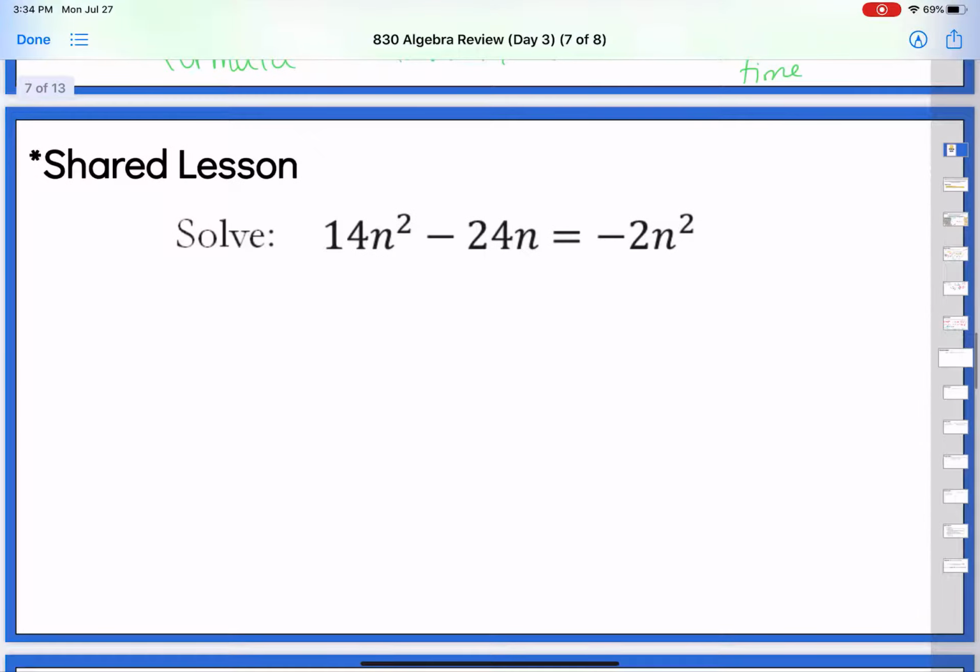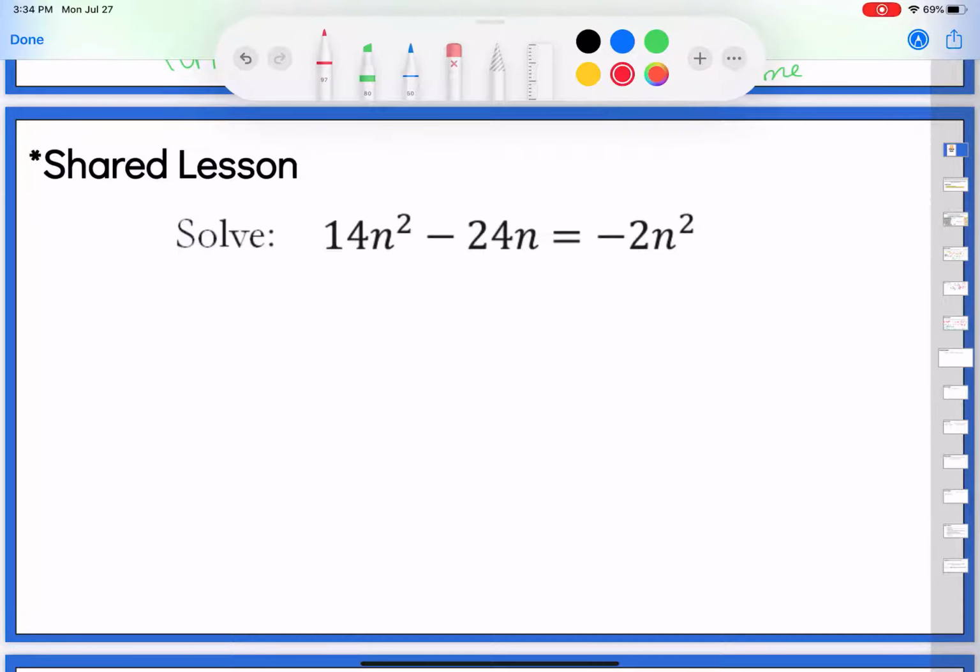All right, so here's our first one. Now that we remembered our different ways to solve, maybe you guys can take a shot at how you would solve this one. 14n squared minus 24n equals negative 2n squared. All right, well, I see an n squared and an n, which means I can't use a square root. That one's out, right? When I have my plain n term, I cannot use the square roots.